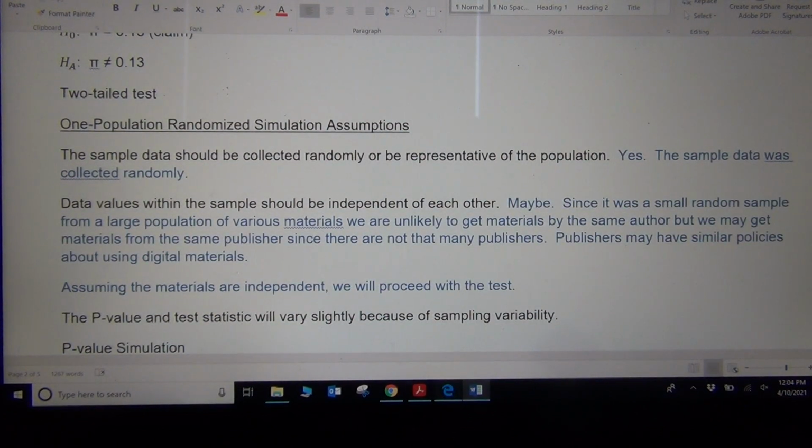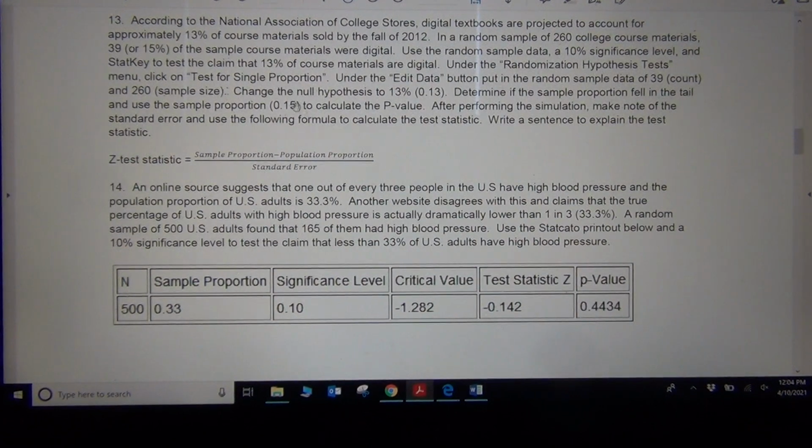So the problem said that we're doing the test of 13%. We're using a 10% significance level, and our random sample data was 39 digital materials out of a total of 260. Okay, so it tells us to go to edit data, randomization hypothesis test, test for single proportion, edit data. Okay, so let's take a look.